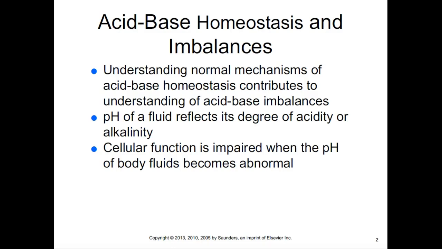The pH of a fluid reflects the degree of acidity or alkalinity. So if you have your carbonic acid buffering system in your mind, remember that on the right side of this equation you have hydrogen ion and bicarbonate. On the left side, you have carbon dioxide and water. In the middle, you have carbonic acid.